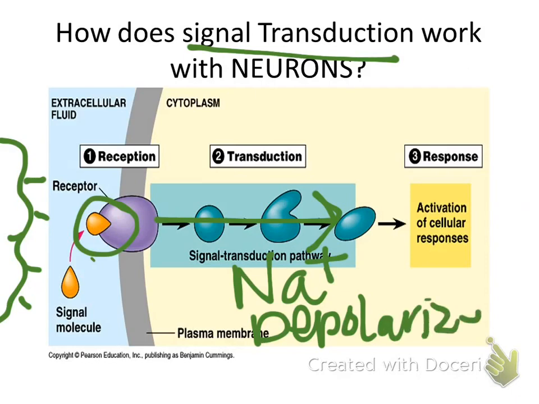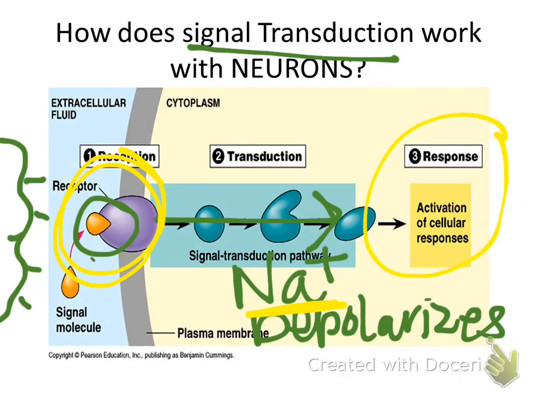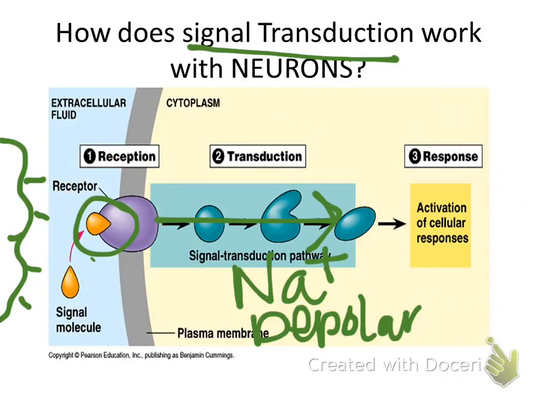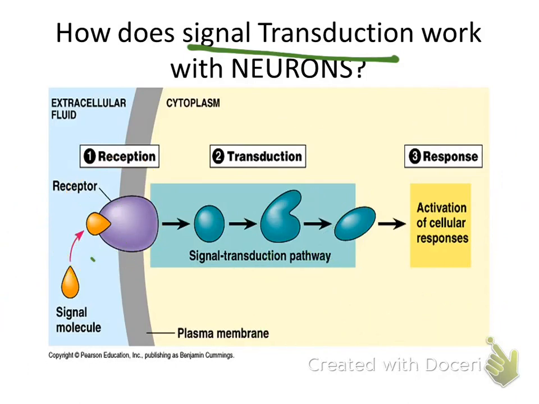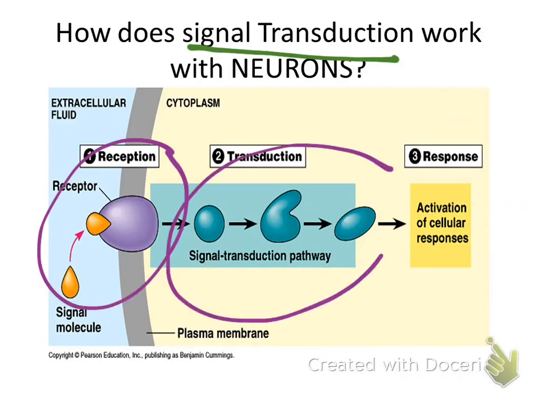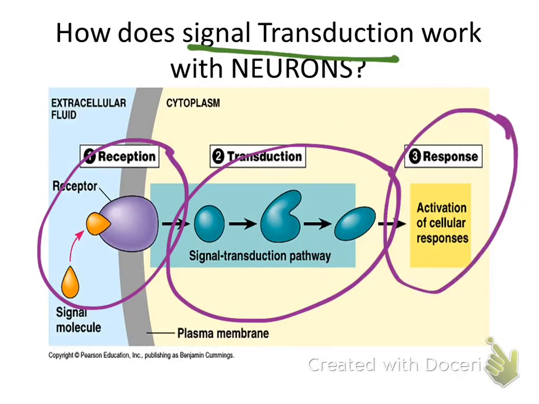So we've taken the original message, which was this one, we've taken the message and we've changed it to something the cell can understand. That's what transduction is. And the response is simply that the neuron moves the impulse down. So the nerve impulse travels down. So step one, acetylcholine binds. Step two is that sodium floods in and the nerve is depolarized. And step three is that the nerve impulse travels down the axon.